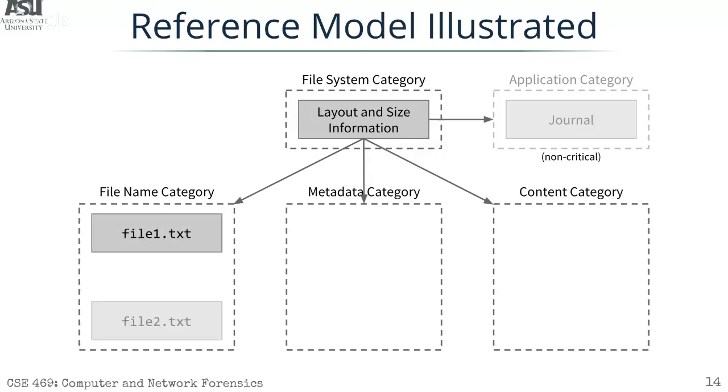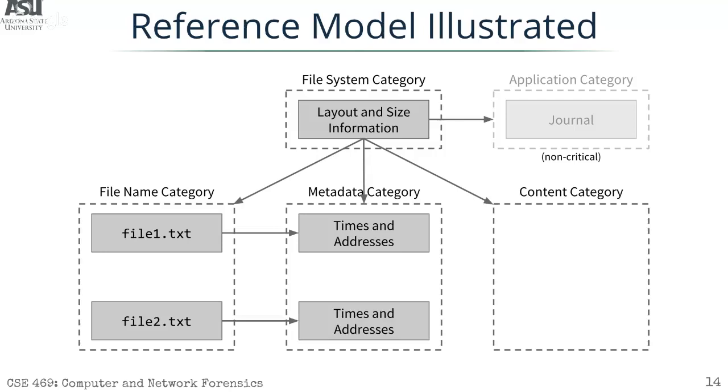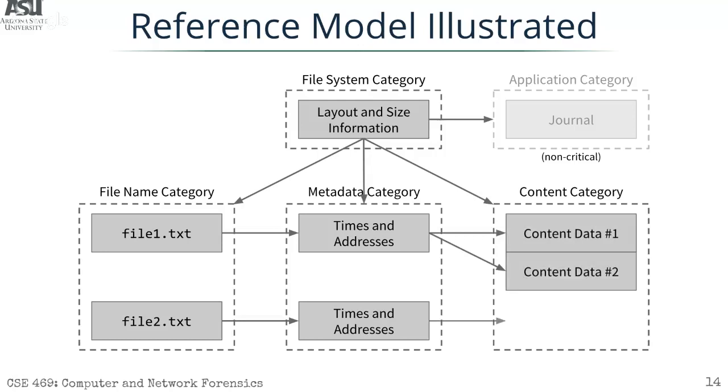Okay, file name category. These should look very familiar. We work with file names all the time, right? So these point to where there is metadata about that file. The metadata, in turn, gives us addresses and other information that's critical about the file. Using that information, that is how we find the content of the file. Okay. Any questions about this model?